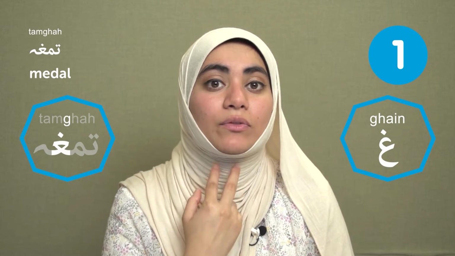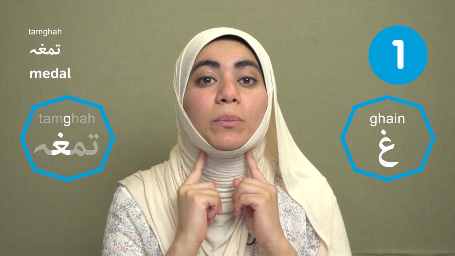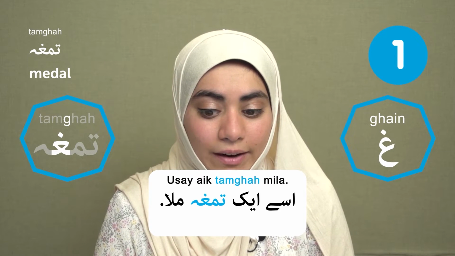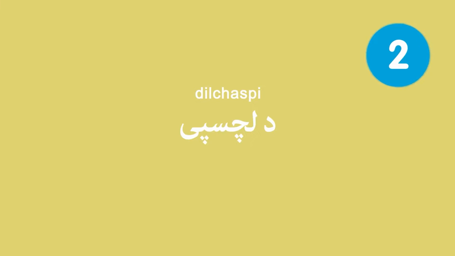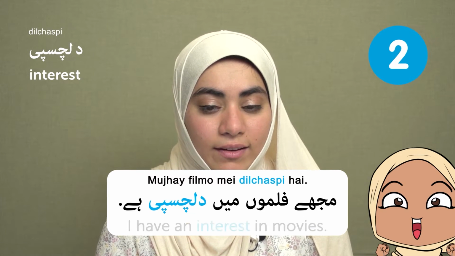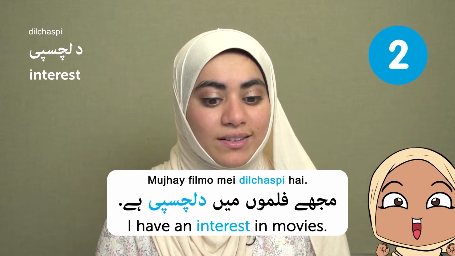Tamgha. The sound of gha or the alphabet ghain is always coming from here. So try it from here. Tamgha. Usse ek tamgha mila. He got a medal. Dilchaspi, interest. Mujhe filmon mein dilchaspi hai. I have an interest in movies.